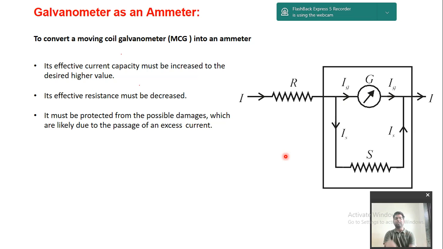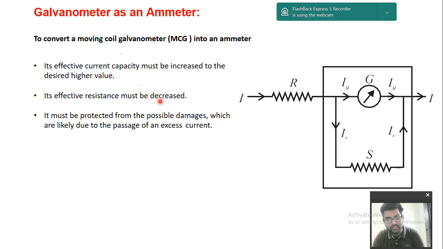Okay, so now you see, its effective current capacity must be increased to the desired high value. So the current capacity we have increased. How have we increased it? We have kept a resistance in parallel with the galvanometer, and the value of this resistance is very low. So most of the current will try to pass through the least resistance path, that is, a very large amount of I, which is Is, will pass through this, and a small amount of I, that is Ig, will pass through the galvanometer.